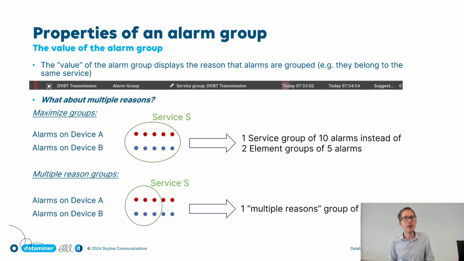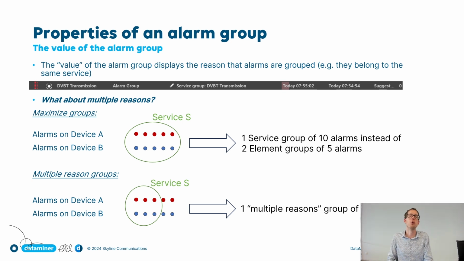The value of an alarm group displays the reason that alarms are grouped. Think about the last demo that we gave. There we were able to group alarms based on the fact that the parameters belong to the same service. Now, you may or may not remember that this group had as value service group DVB-T transmission. So the value mentions the fact that the grouping was based on service, and also the name of the service, DVB-T transmission, is mentioned. Unfortunately, it's not always possible to give such a nice description.